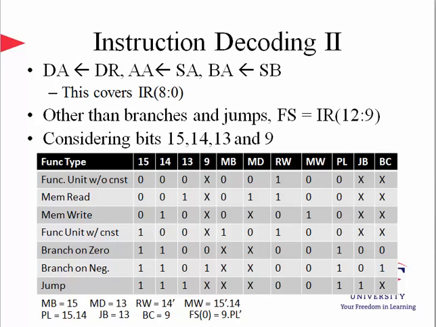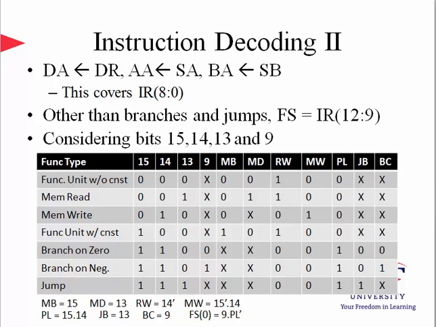When we consider bits 15, 14, 13, and 9, we have the table shown in the slide. In the very first column, you can see that we listed all these operations: memory read, memory write, branch on 0, branch on negative, and jump. You can see the corresponding bits 15, 14, 13, and 9, and also the control signals associated with that. If you look carefully, you can figure out the simple combinational logic. You can alternatively draw Karnaugh maps to see that also. MB, for example, directly equals the 15th bit of the instruction, or MD directly equals the 13th bit of the instruction, and so on and so forth.